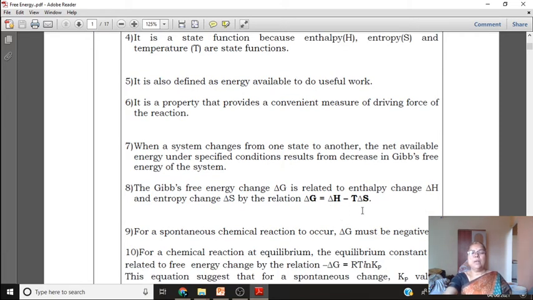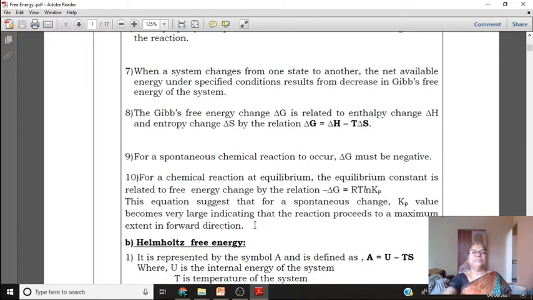For an isothermal process we keep constant temperature, so we can write the change in Gibbs free energy for an isothermal process as delta G equal to delta H minus T delta S, where delta G means G2 minus G1, delta H is H2 minus H1, and delta S is S2 minus S1. That is the free energy, enthalpy, and entropy. All these are state functions. Then, for a spontaneous chemical reaction to occur, delta G must be negative. That means delta G decreases for any spontaneous process.